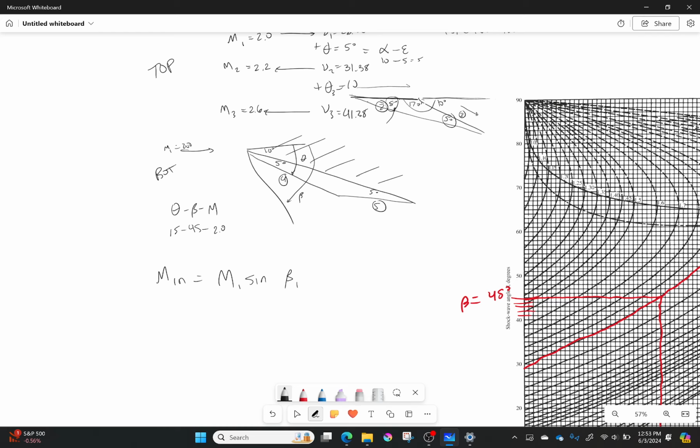So, yeah. M1 sine of beta 1 is going to be equal to 2 sine of 45 degrees. Man, 45 degrees. 45 is one of those angles I love. It's like 30 degrees or something. That's a good one too. So 2 sine of 45. I should have known that one. Goodness. It's equal to 1.414. Okay.